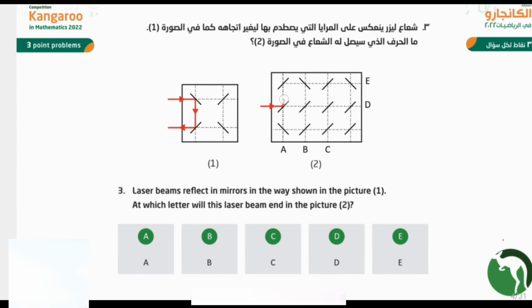So here this laser beam will be reflected to this mirror, and now to this mirror, and then to this mirror, and then to this mirror, now to this mirror, and to this mirror, now up, and now to this mirror, and now up, now to this mirror, now down, okay, and now to this mirror, and then it will be reflected to this place here, and then to this place, and then to B. So B is the correct answer.